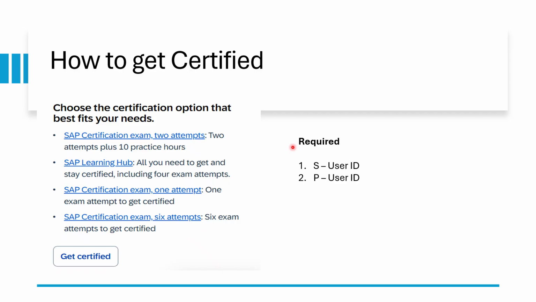You need a universal ID with SAP, and there are two different types of universal IDs. One is an S user ID, the other a P user ID. S user ID is created when you create an account with your business email, meaning your organizational email ID. And then there is a P user ID. P user ID is created when you use your personal email IDs like Gmail, Yahoo, Rediff, or those email IDs. So those are your private user IDs.